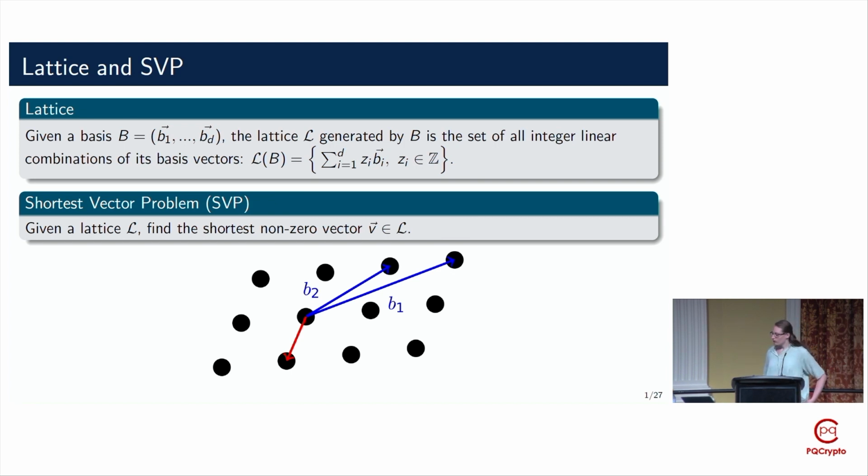So we define a lattice as the set of all integer linear combinations of the vectors of a given basis. For example, here we have B1 and B2, two vectors that form a lattice. And we have some of the lattice vectors represented by black dots. And given this lattice, the shortest vector problem asks us to recover the shortest vector in the lattice. So here's the vector in red.